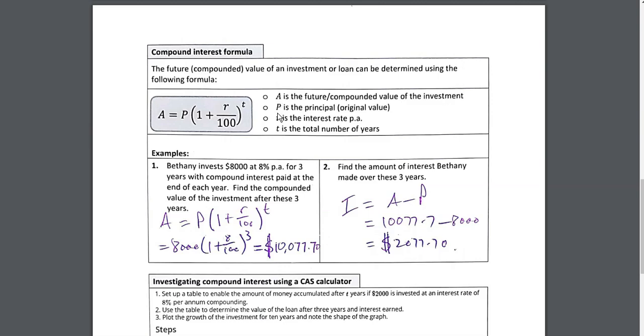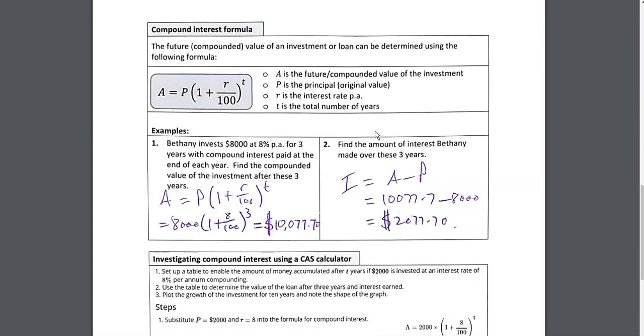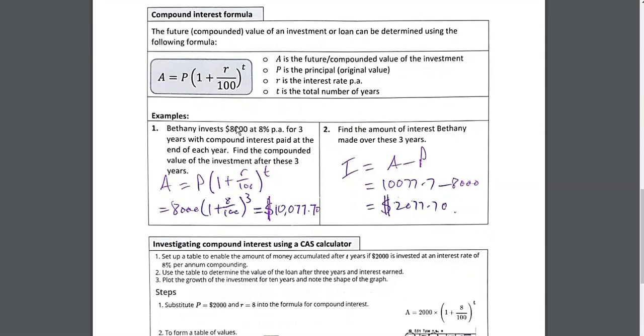P is the principal, the original value. R is the rate of interest per year, per annum. And T is the total number of years. So let's look at two examples.